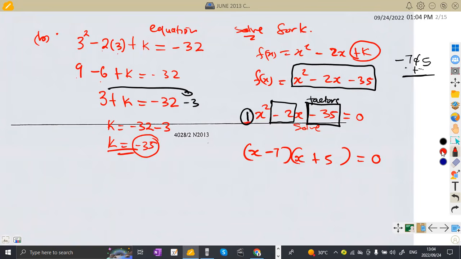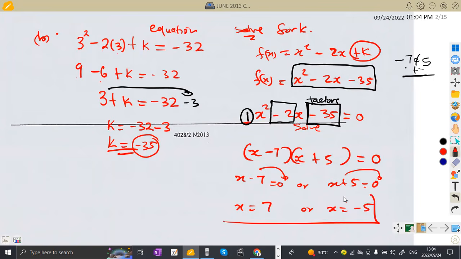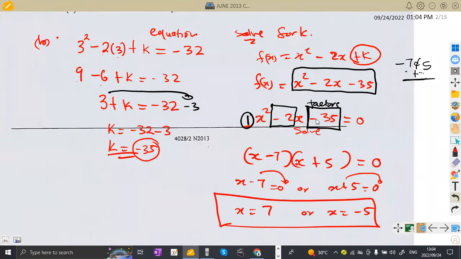So from this part, as you can see, guys, each of the brackets should be equal to 0. So x minus 7 is equal to 0, or x plus 5 is equal to 0. So what is the value of x? Minus 7 to the right-hand side is going to be a positive 7, or x is going to be plus 5, to the right-hand side is going to be a negative 5. So these are the possible values of x that you're going to obtain for this function to be equal to 0. That is what it actually means from this question.